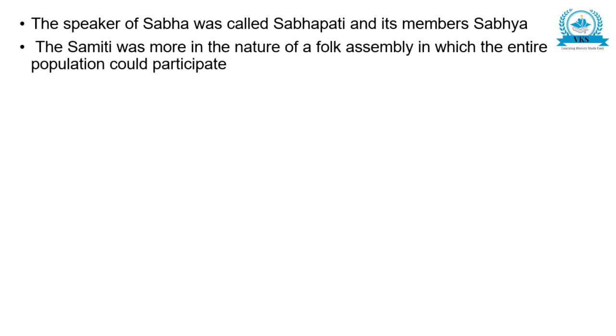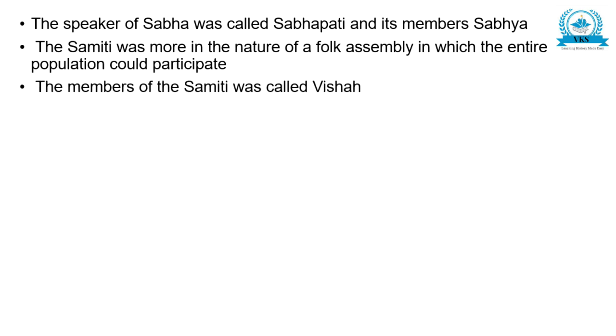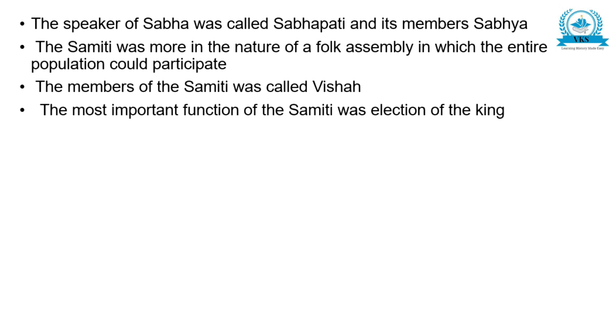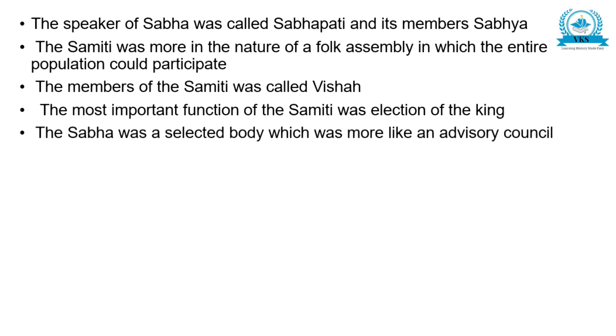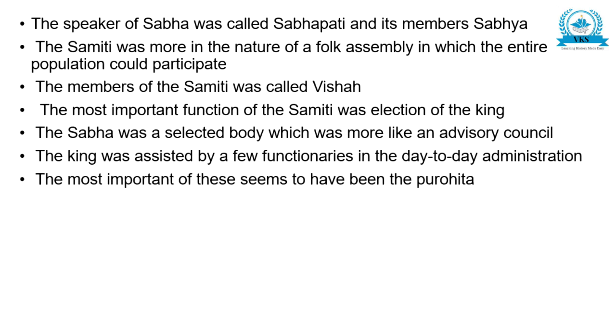The Samiti was more in the nature of a folk assembly in which the entire population could participate. Members of the Samiti were called Vishah. The most important function of Samiti was election of the king. The Sabha was a selected body which was more like an advisory council. The king was assisted by a few functionaries in the day-to-day administration. The most important of these seems to have been the Purohita. Senani was the head of the army.